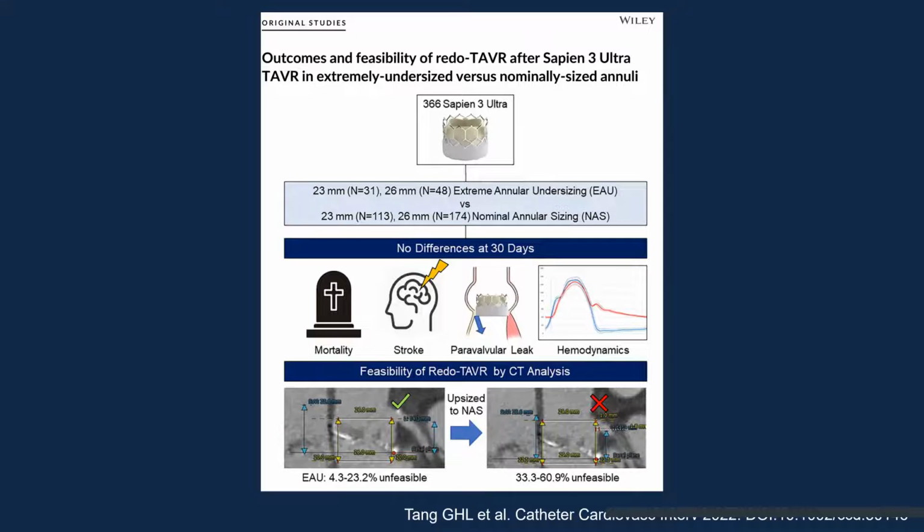Now, we recently published a paper looking at Sapien 3 Ultra, whether you can actually undersize it more than beyond the IFU compared to patients who actually had a normally sized anatomy. And we found that there's really no difference in mortality, stroke, PVL, and hemodynamics. However, you can see that here, if you have the undersized but well-expanded valve, you might be able to facilitate redo TAVR versus a larger valve where you might potentially be less feasible for redo TAVR.